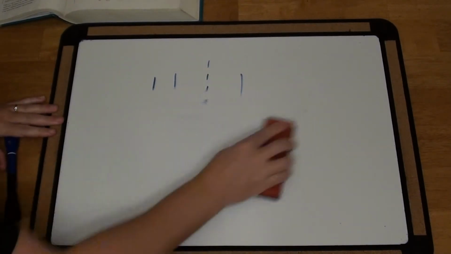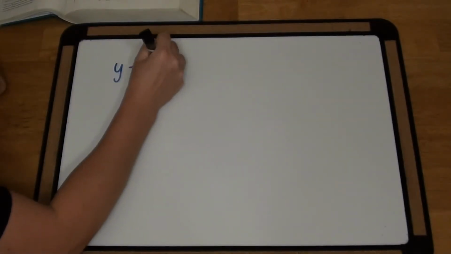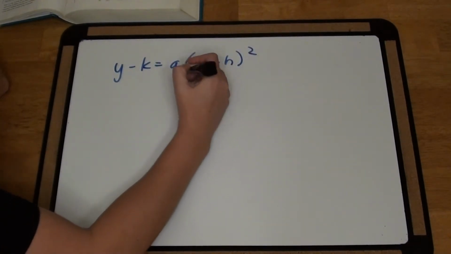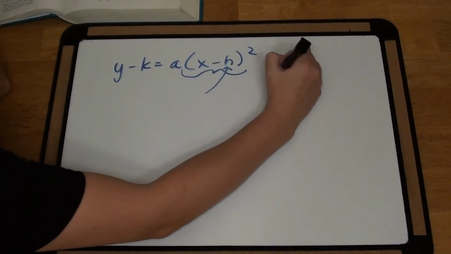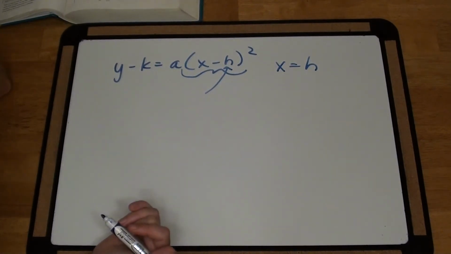Well, the axis of symmetry on a parabola is the squared variable. So if we have y minus k equals a times x minus h squared, this is the squared variable. This h is my axis of symmetry. At x equals h, that line would be the axis of symmetry.